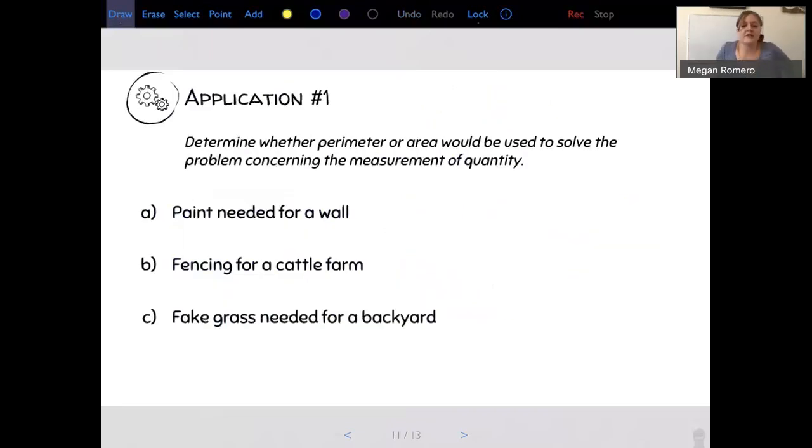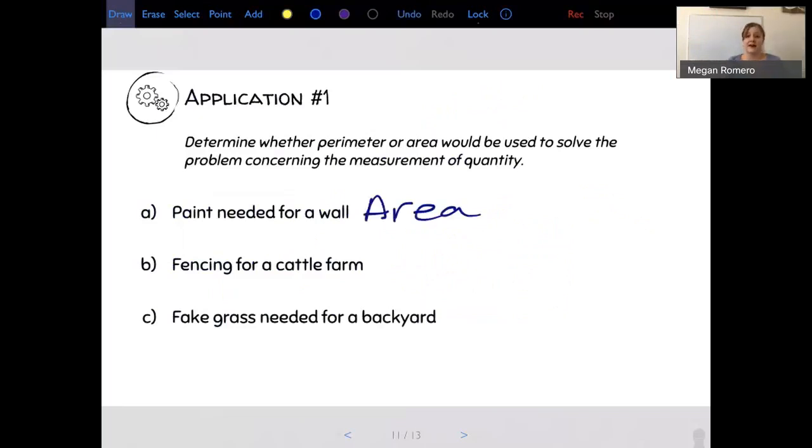Okay, application. Determine whether perimeter or area would be used to solve the problem concerning the measurement of quantity. So paint needed for a wall. When you're painting a wall, you're covering the entire wall, not just the outside, and your wall is not 3-dimensional. So in this case, it would be area.